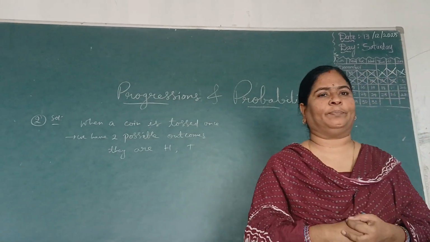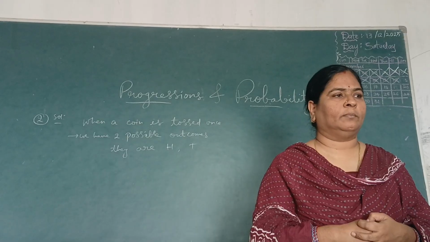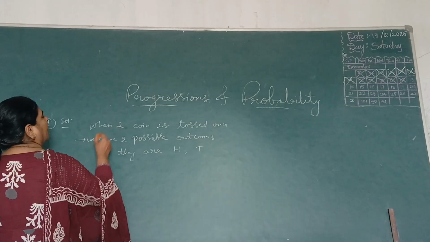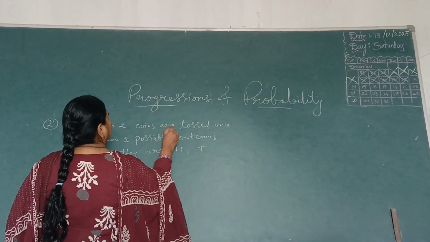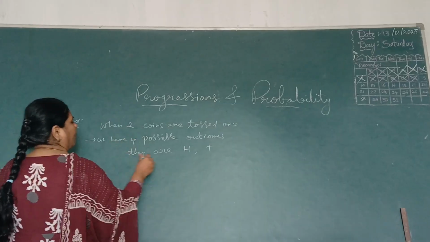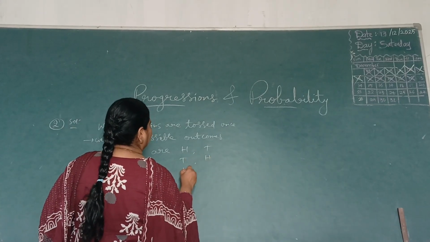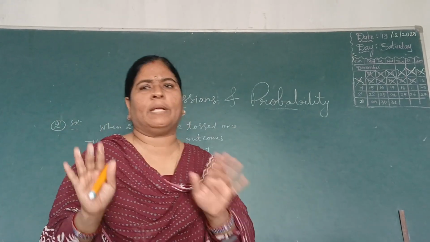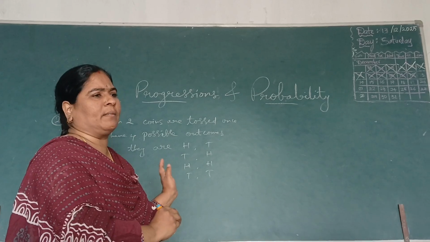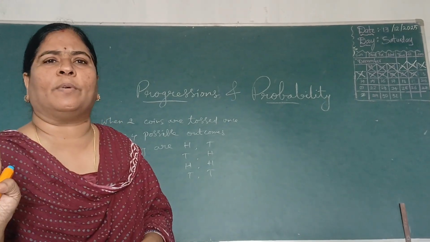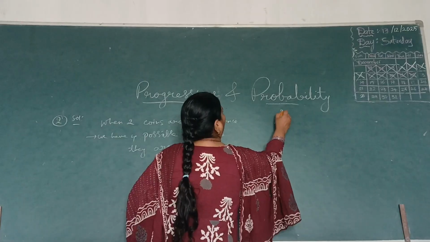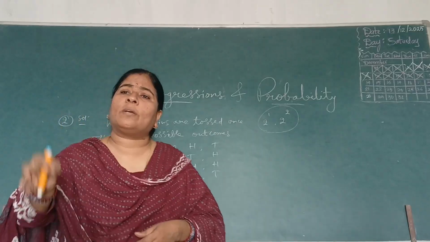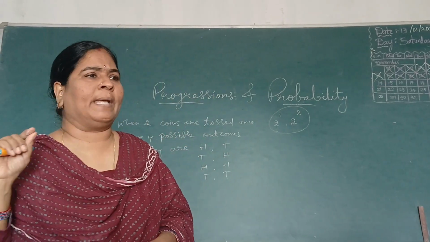Once again read the question. If two coins are tossed once, then the probability of getting no tail. Two coins are tossed here, not one coin. Two coins are tossed once. So how many possible outcomes? Four. Very nice. One coin is tossed once means we will get only T and H. Here two coins are tossed at a time. So we will be getting four possible outcomes. That is 2 power 2. When one coin is tossed, 2 power 1. We need to remember. When 3 coins are tossed, 2 power 3. Very good. Like that we need to remember.